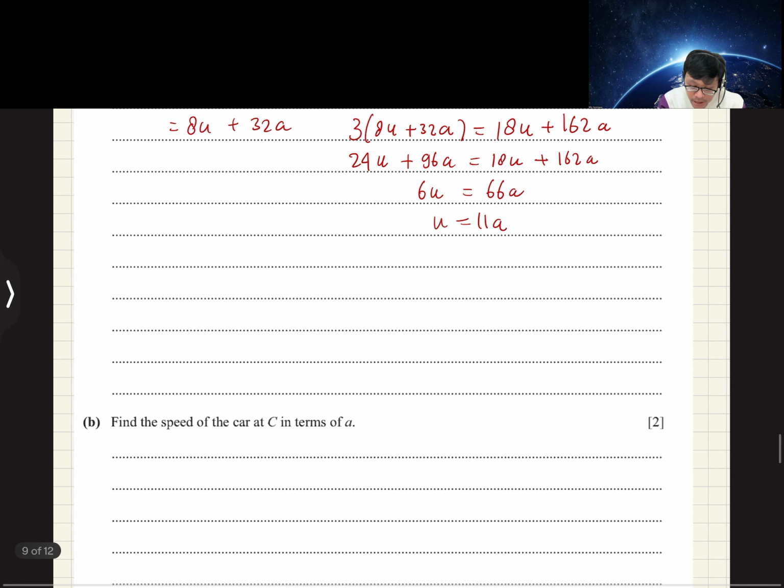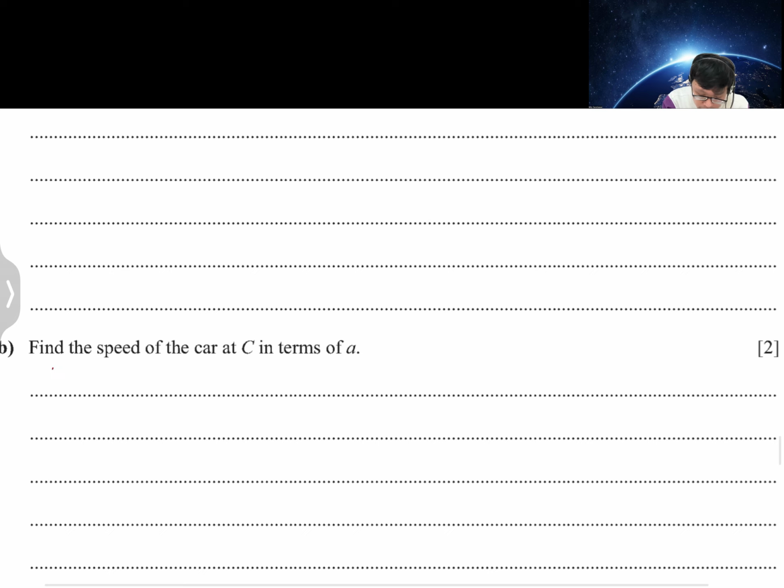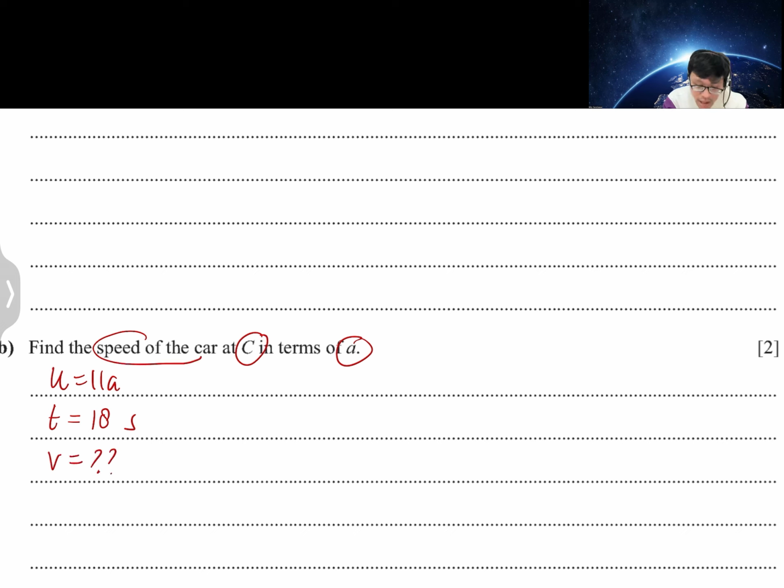The second question: find the speed of the car at C in terms of a. Well, we already have u, 11a. At C, the total time traveled is 18 seconds. In terms of a, so we need a, and the speed at C, the final velocity, is the one that we want to find. So we have v, t, u, and a, so we can use the first equation, which is v equals u plus at. u is 11a plus 18a, so you get 29a. So that's the velocity at C in terms of a.